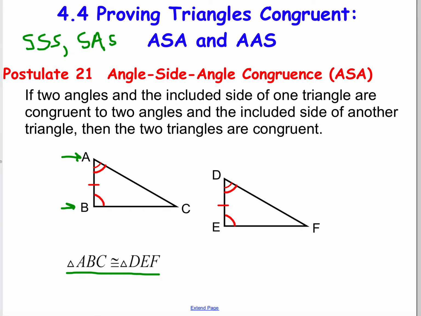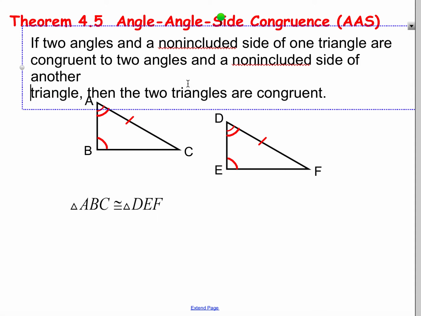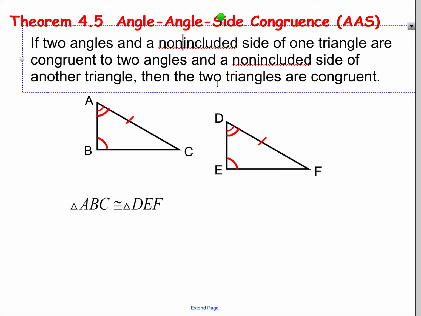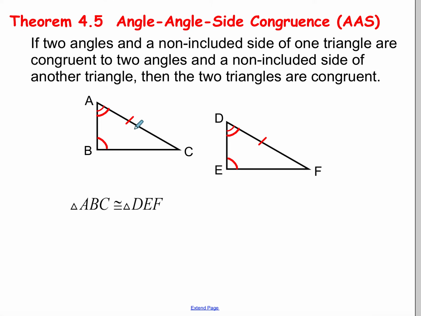Okay, so that's one congruence postulate, and then the other congruence postulate that we can know for sure is this one. It says that if two angles and a non-included side of one triangle are congruent to two angles and a non-included side of another triangle, then the two triangles are congruent, which is angle, angle, side. So we also can just have that two angles are congruent and a side that is not necessarily included. It doesn't have to be the included side if we've proven that two triangles are congruent. It can be a non-included side.